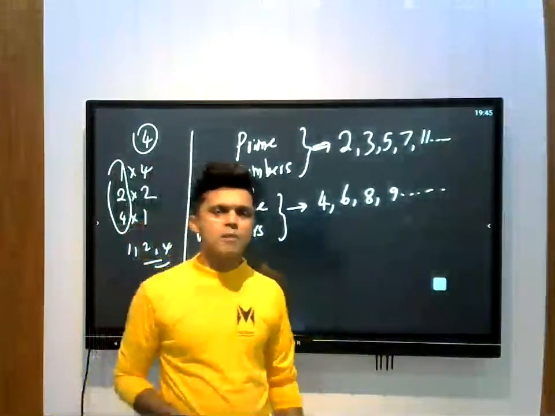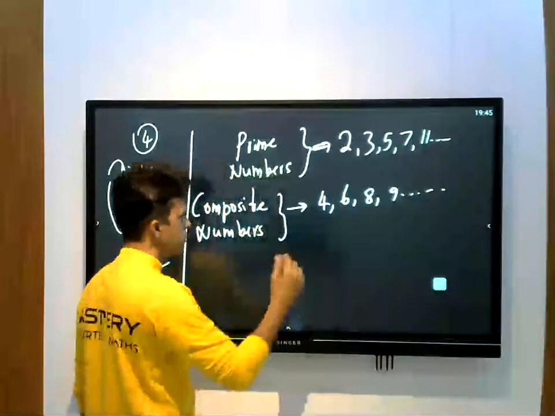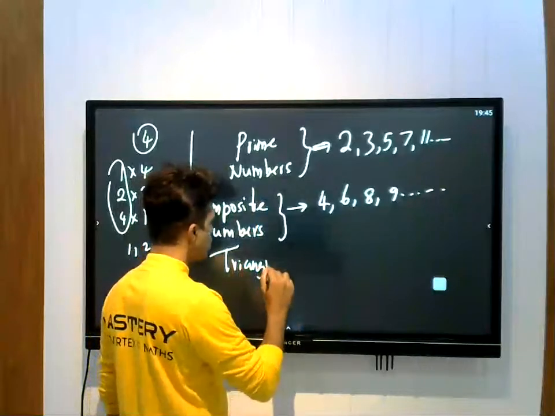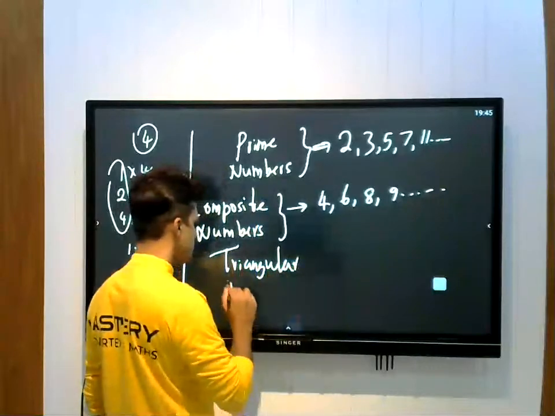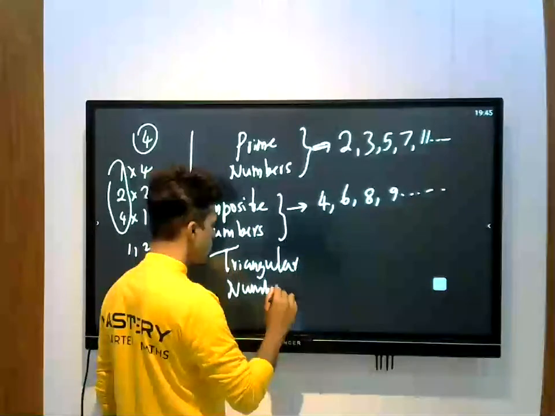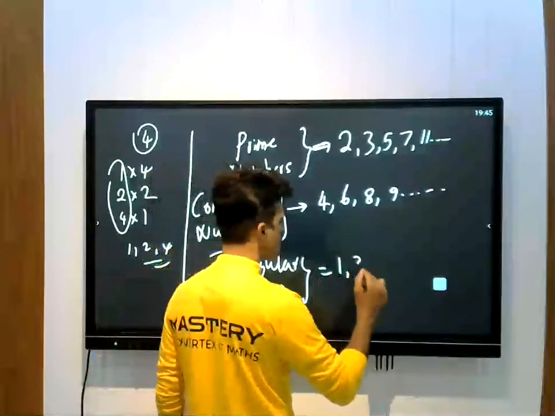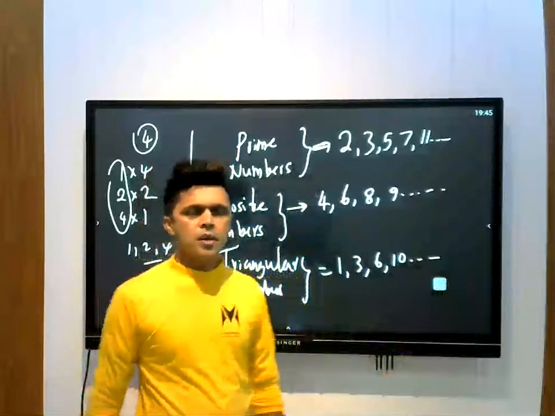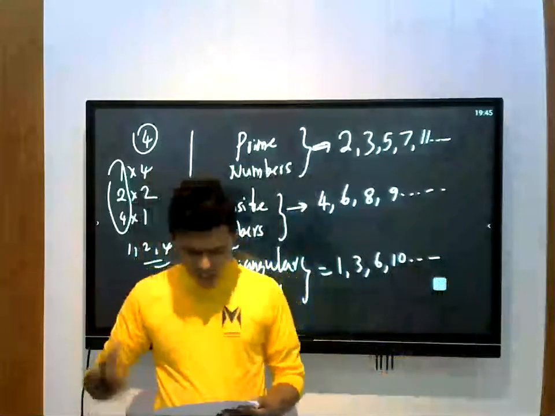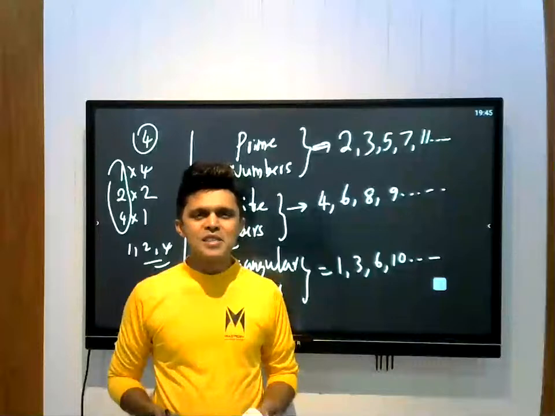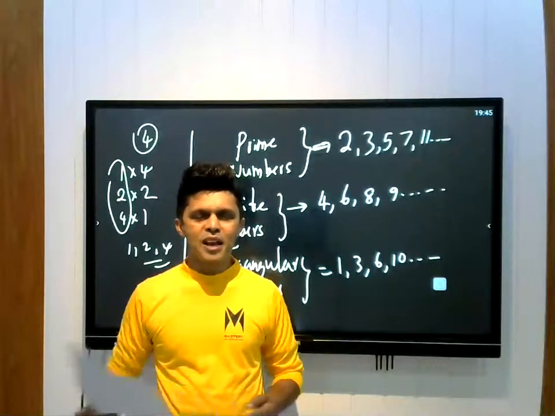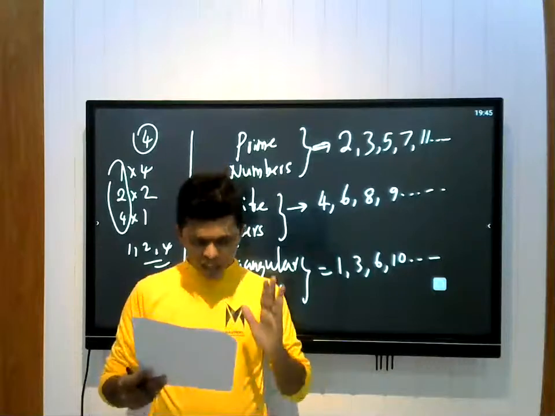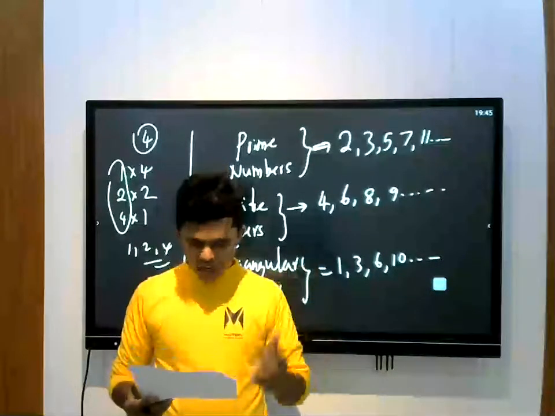Okay, triangular numbers. What are triangular numbers? These are the triangular numbers: 1, 3, 6, 10, and so on. Anyway, right now we are unable to discuss all these types of numbers in detail. The reason why I'm doing this is just to remind you of these types of numbers. Anyway, we could do the other question.